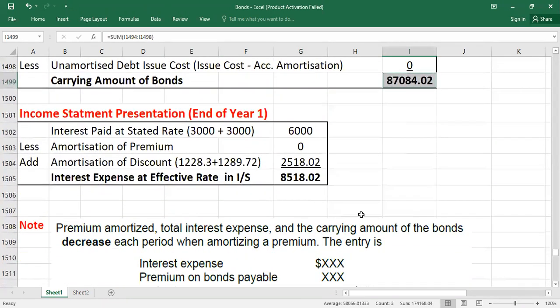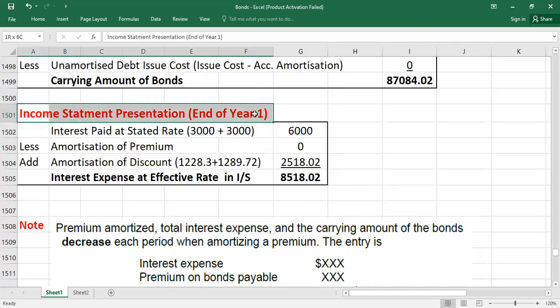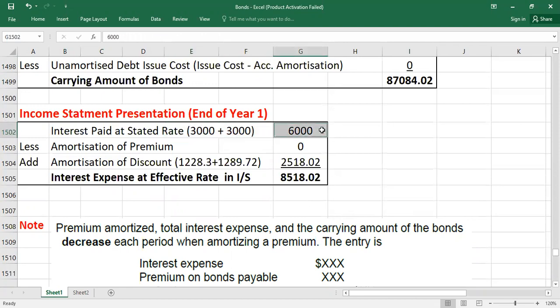Same here, if you want to present in the income statement in year one, you will take interest paid at stated rate. By the way, because in the first year you have paid interest two times, 3,000 in the first 6 months and 3,000 in the next 6 months, the total interest paid is 6,000. Less amortization of premium, because there is no premium. Add amortization of discount, because in the first year you have amortized the discount two times. So this is the value of two times amortization in the first year. If I take 6,000 plus this, it will become equal to the interest expense at effective rate.